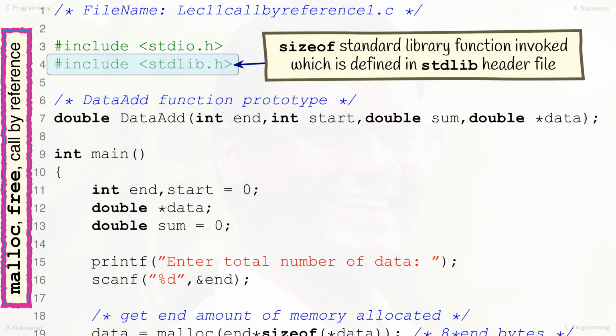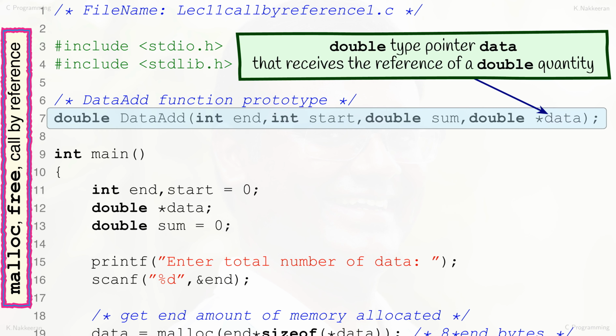In line 4, stdlib header library file is included in this program as size of function is invoked in the main function. In line 7, one more parameter is added in the prototype of the function data_add. Pointer named data of type double is the fourth parameter in addition to the previous three parameters for the data_add function. So to invoke data_add function, three parameters are passed on as values and one memory address, which is the reference passed on to the pointer named data.